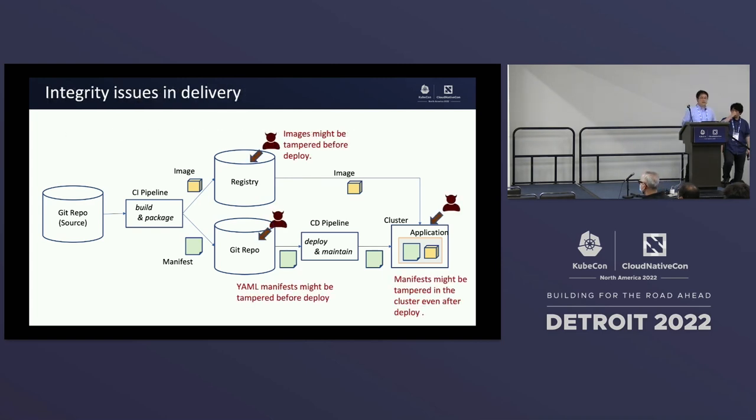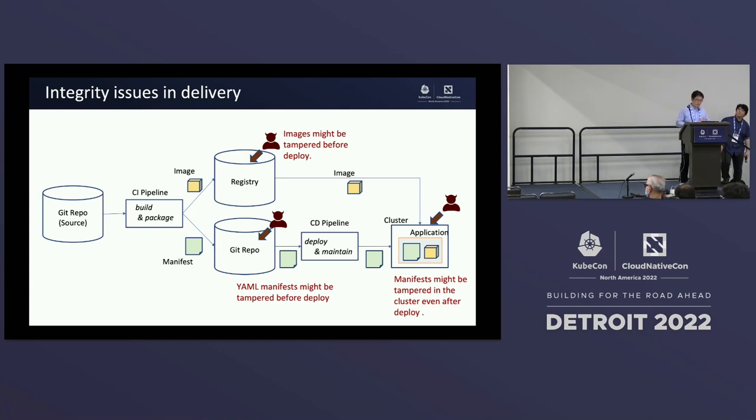So what is the risk? In some cases, the image on the registry may be a target, and the manifest on the Git repo is also a target. And even after the deployment, the manifest is on the cluster, so it may be changed by someone. So those attacks and malicious activity are the target for the protection.